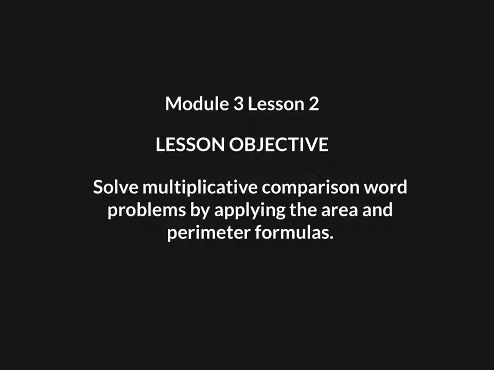And our objective, what we're going to be learning, is how to use multiplication comparison in order to solve word problems by using the area and the perimeter formulas that we were working on in class today. So make sure you have a scratch paper or a whiteboard so you can work through these problems in the lesson, and let's get started.